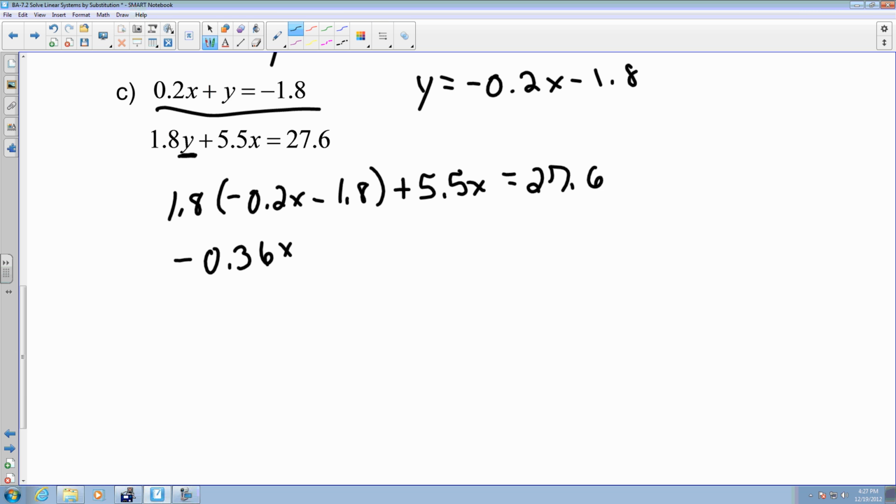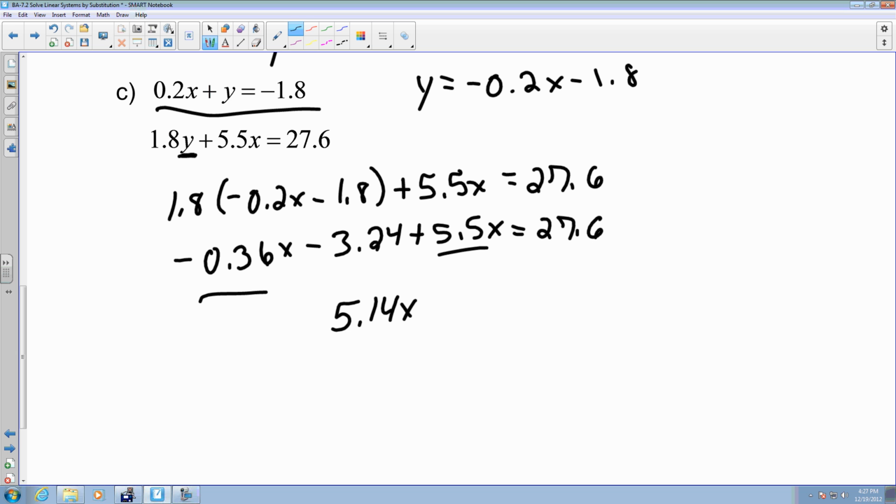0.36x minus 3.24 plus 5.5x equals 27.6. Combining like terms, I got 5.5x and a negative 0.36x, which leaves me with 5.14x minus 3.24 equals 27.6. I'm going to add 3.24 to both sides.